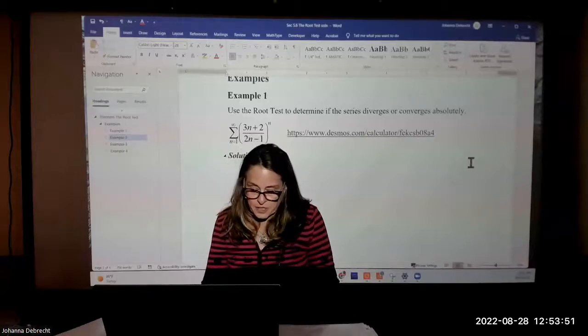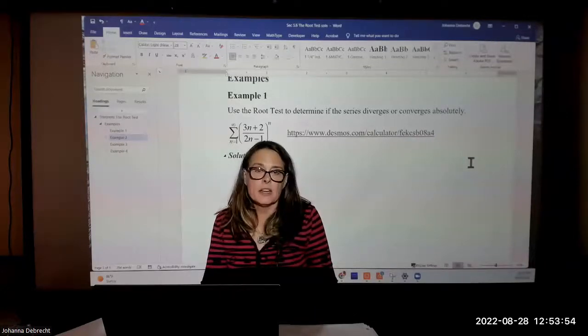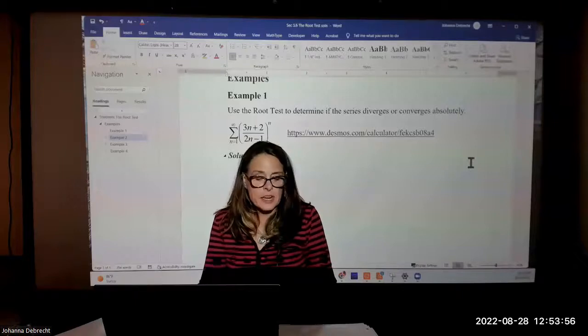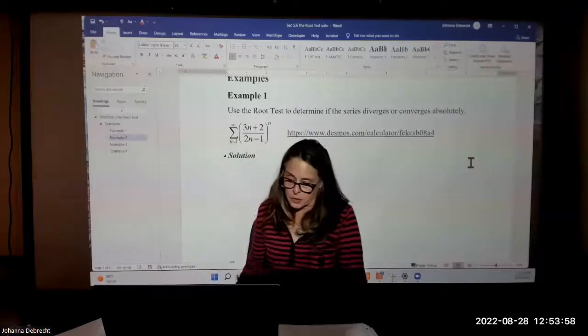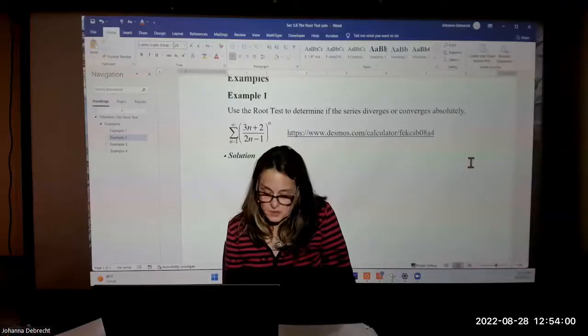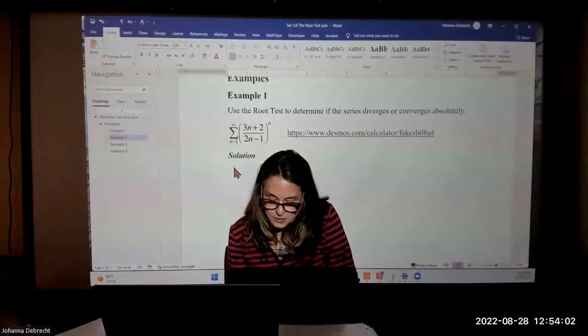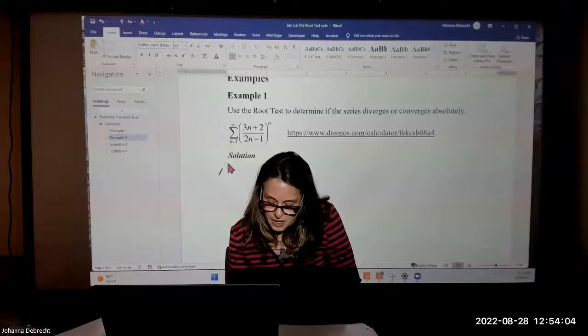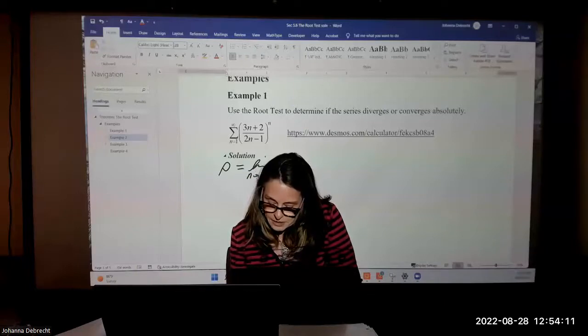Now, if we're looking at this, we might have some difficulty applying the divergence test. So we're going to directly apply the root test. And in fact, we'll see that the divergence test would have told us that it was inconclusive. But again, we're just going to start and apply the root test from the get-go.